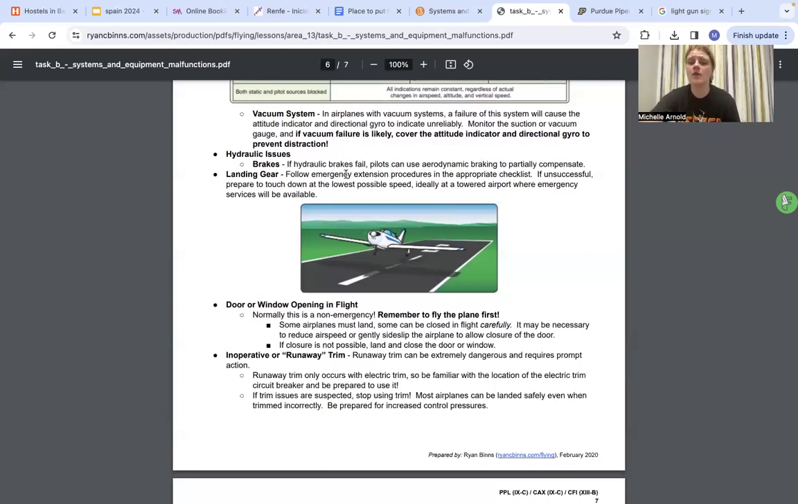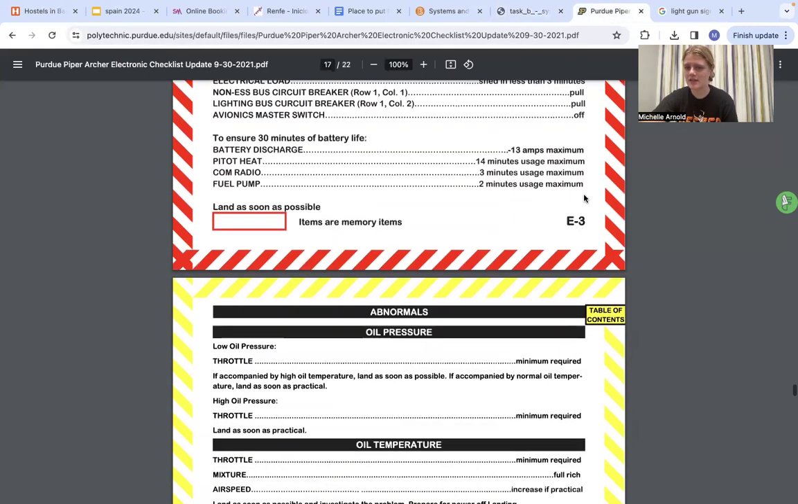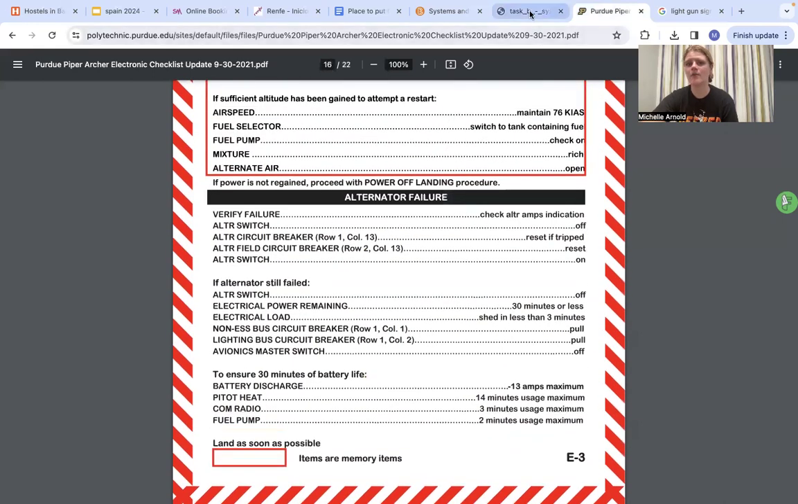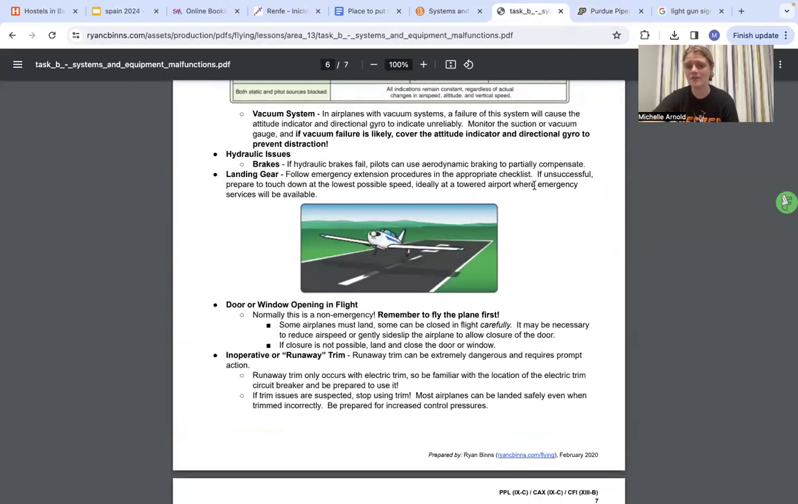The landing gear, follow emergency extension procedures and the appropriate checklist. The Piper Archer does not have a retractable landing gear, but if you're flying the Arrow or the Seminole, that will have an emergency procedure to put the landing gear down. If it's unsuccessful, prepare to touch down at the lowest possible speed, ideally at a towered airport where emergency services will be available. Landings can be made successfully without the landing gear, but if at all possible, you want to make sure that you can put the landing gear down. There should be a hand pump.